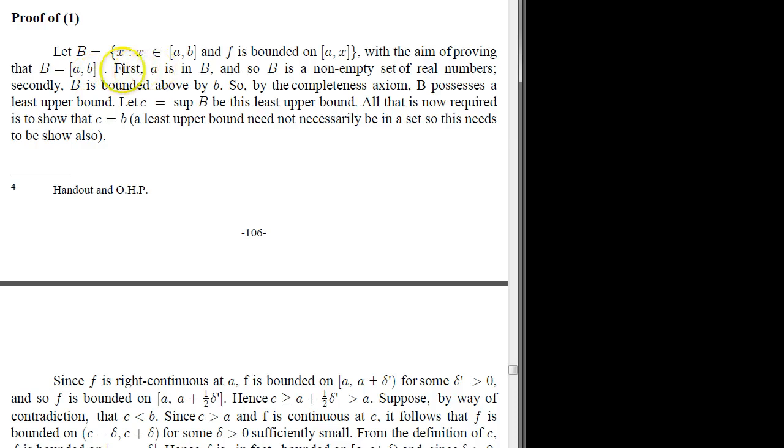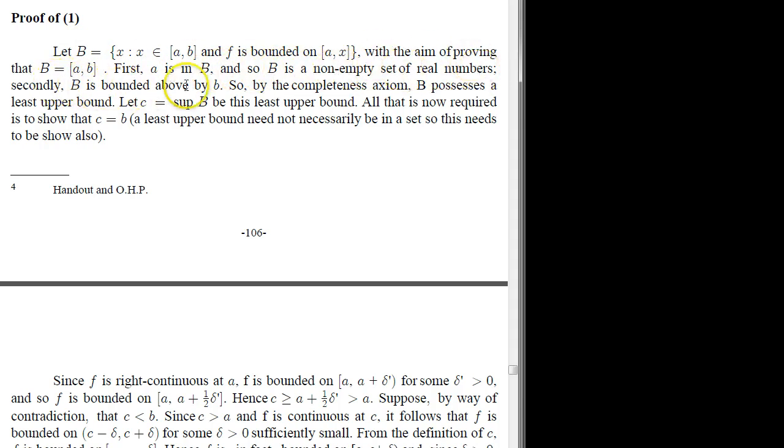So let's have a look at that then. First of all, is a in B? Well, a would need to be in [a, b], which it is. That's fine. And is f bounded on [a, a]? Well, that's just a single point, and f(a) is defined. So yes, it is. So a satisfies this condition and this condition, so a is in B. So B is non-empty. It's a non-empty set of real numbers.